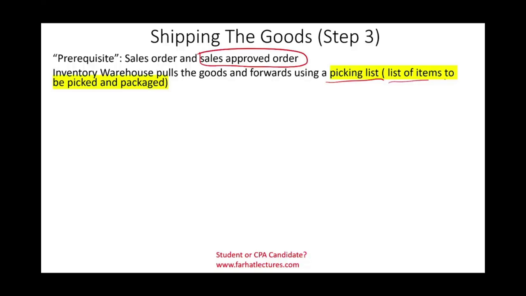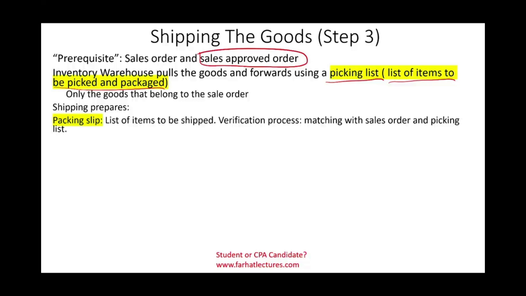The pick list is the list of items to be picked and packaged. A company like Amazon, believe it or not, in many of their warehouses, a robot picks the items from the warehouse. The whole process is automated. Only the goods that belong to the sales order should be picked. Now, the shipping clerk prepares a packing slip. Again, there's a packing slip and a picking slip. The packing slip is the list of items to be shipped.